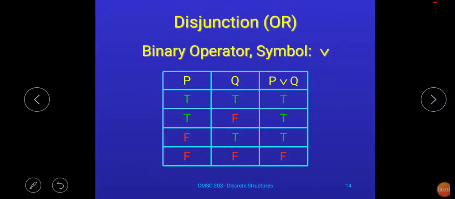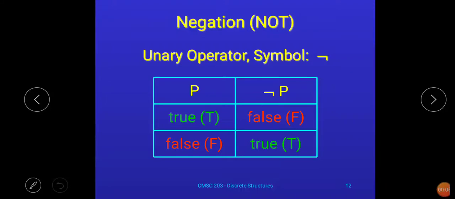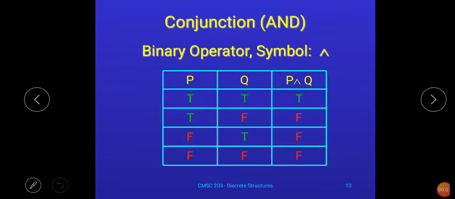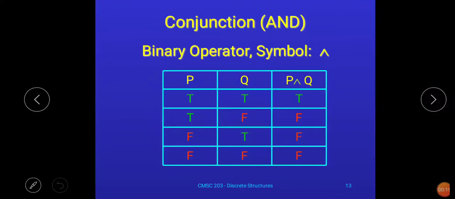Everybody, in our previous lecture we discussed the truth table of NOT as well as AND. In case of NOT, I said this is a unary logical connective because it applies only on one proposition. AND is a binary logical connective because we require two propositions.